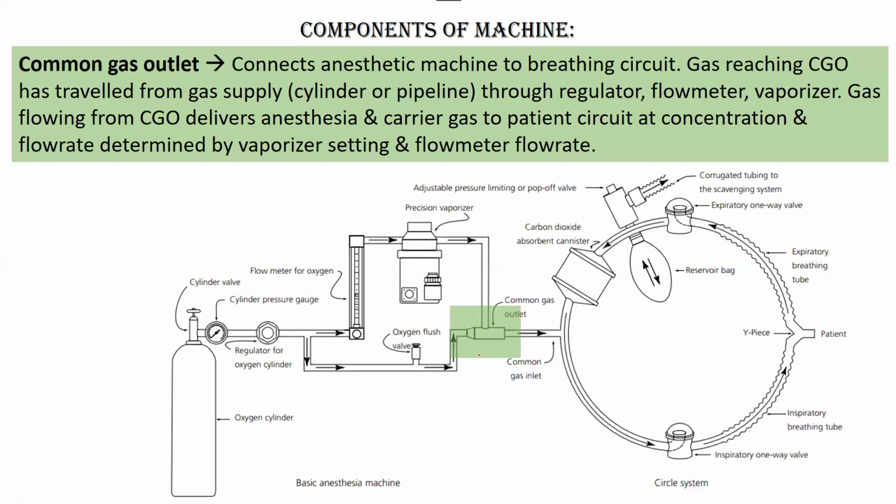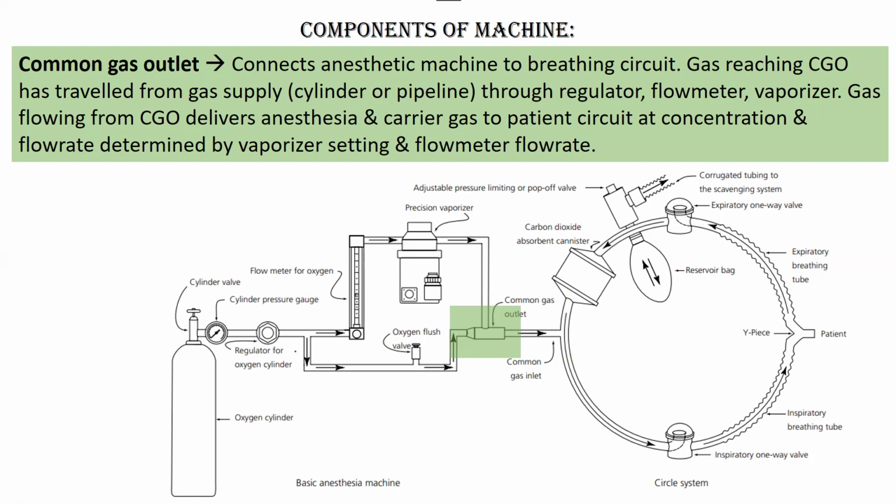Next is the common gas outlet. The common gas outlet basically connects the anesthetic machine to the breathing circuit. Okay, this is the anesthetic machine and this is the breathing circuit all over here. So this connects them both. And the gas reaching the common gas outlet has traveled from the gas supply through the regulator, flow meter and vaporizer. This is a very simple thing.